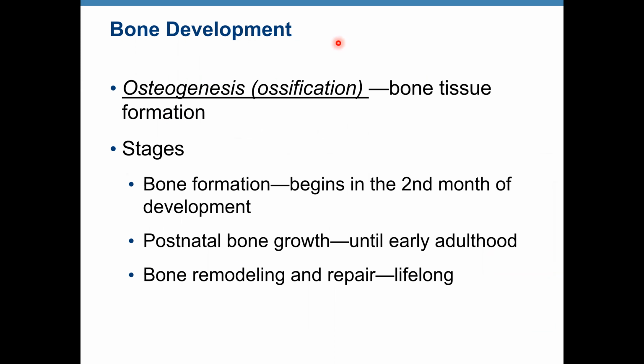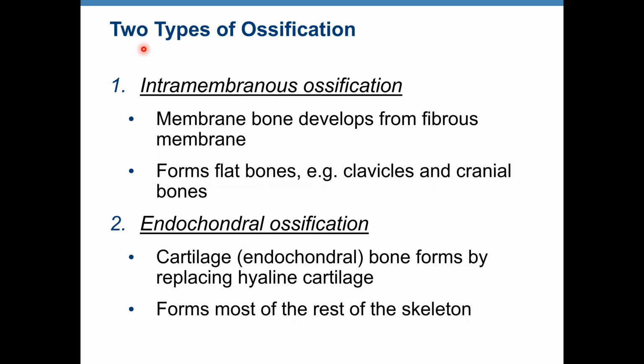Bone development. The process of bone development is called osteogenesis or ossification, and this is formation of bone tissue. Bone formation begins in the second month of development, right, embryonic development. Then we have postnatal bone growth until early adulthood, and then we have bone remodeling and repair through our life. There are two types of ossification. There is intramembranous ossification and endochondral ossification.